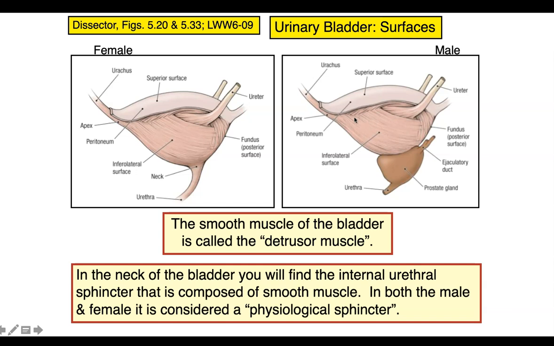The urinary bladder has a superior surface. It is a boat-shaped organ, and it has two inferolateral surfaces. The urinary bladder is made up of smooth muscle, and the urinary bladder smooth muscle is called the detrusor muscle. And it has a special lining epithelium that is called transitional epithelium.